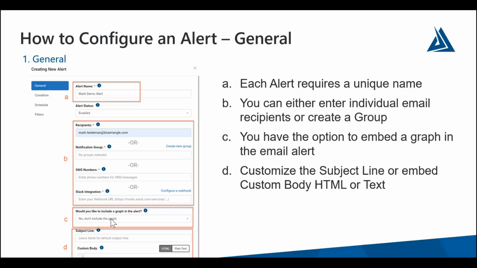You have the option to embed a graph in the email. That's something some people find super helpful, to be able to see at a glance what the graph looks like, and seeing it dip below the threshold. And then, of course, if you'd like to customize the email subject or the subject of the message, you can do that, or just leave it blank to use the default. And then you can also customize the body. So if there's any custom text or HTML you'd like to place in the body of the message, you can do that with that field there.